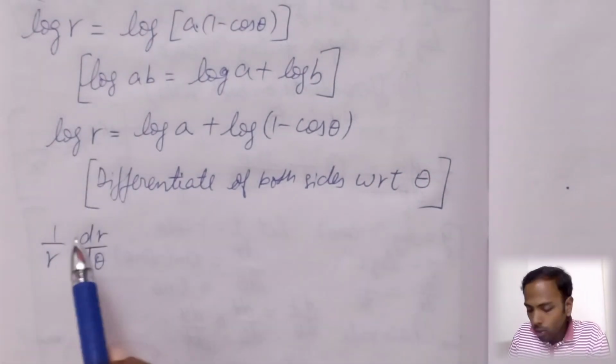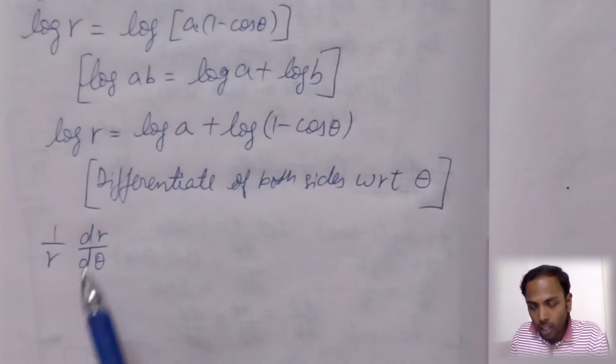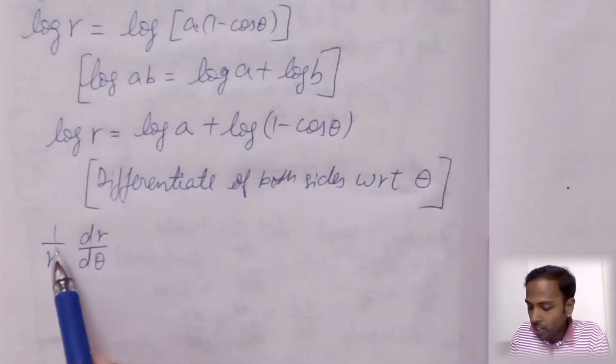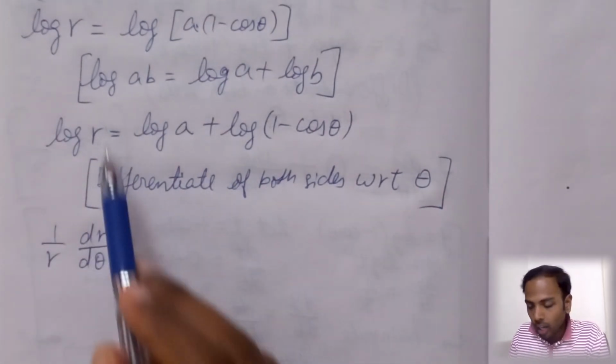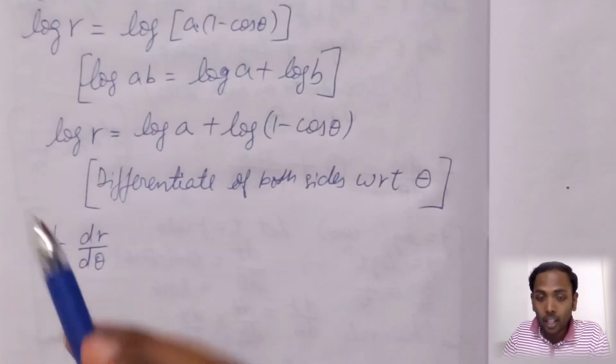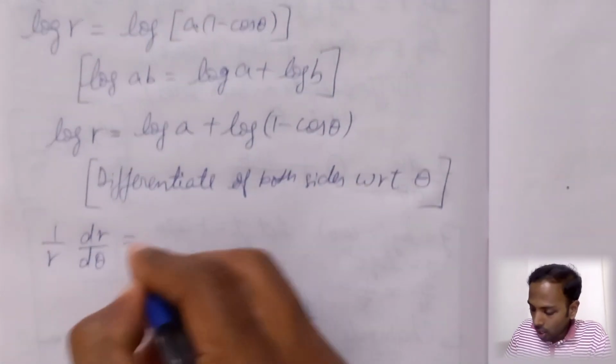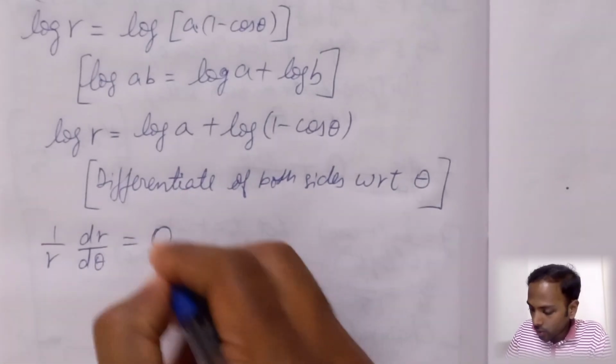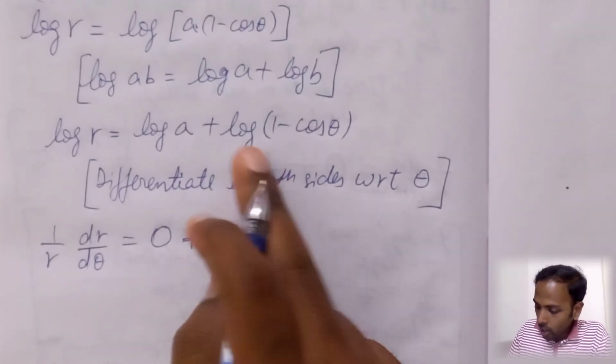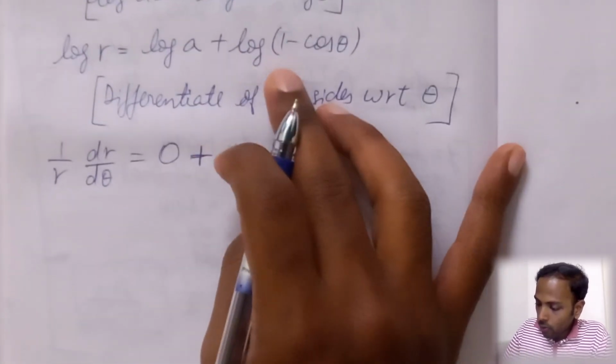If it was log w, it would be 1 by w into dw by d theta. If it was log s, it would be 1 by s into ds by d theta. If it was log p, it would be 1 by p into dp by d theta. That's it. Is equal to log A, which is a constant, so differentiation of a constant is 0, plus. And now differentiation of log of 1 minus cos theta.